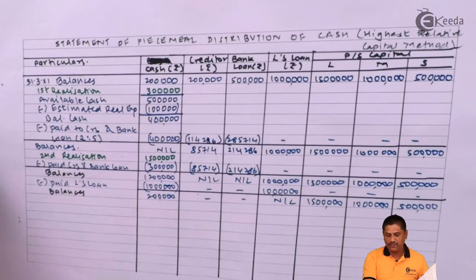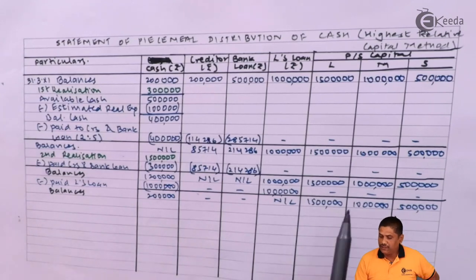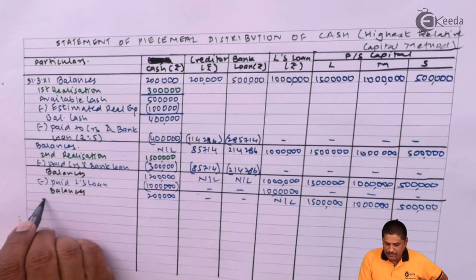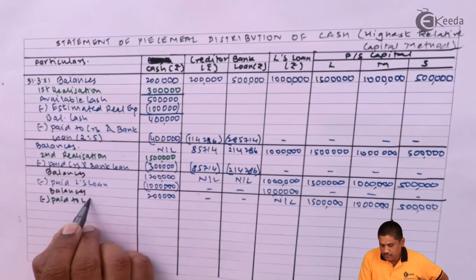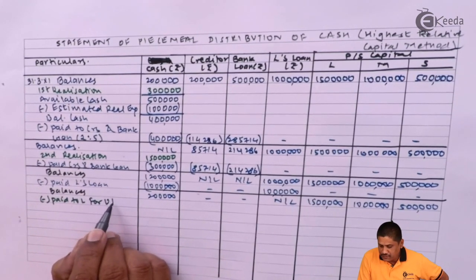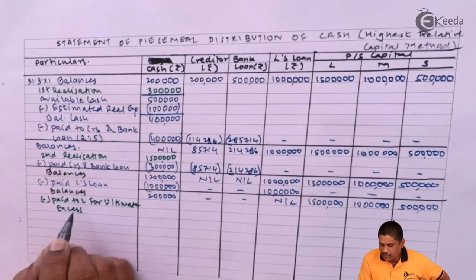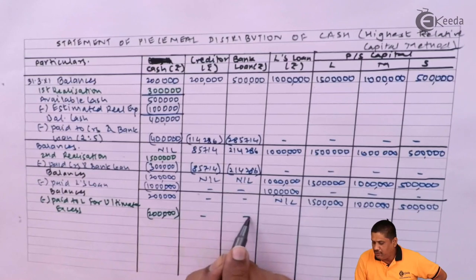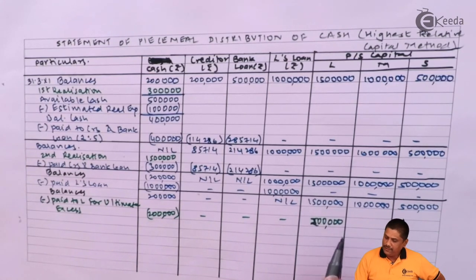No, I don't have 5 lakhs rupees with me. So I am paying the partner but I don't have that amount. But instead of 5 lakhs, I can pay 2 lakhs rupees to L. So, paid to L for excess capital, for ultimate excess. Whatever is available, I am paying. Actually, I am supposed to pay 5 lakhs, but I don't have 5 lakhs. So, I will pay whatever is available, which is 2 lakhs. 2 lakhs rupees I am paying.